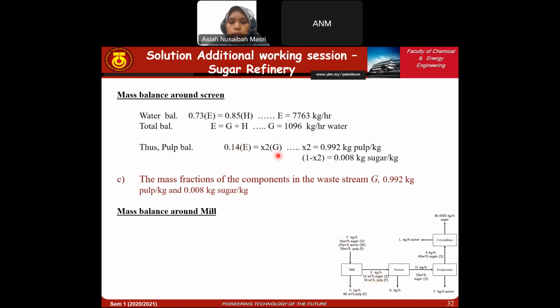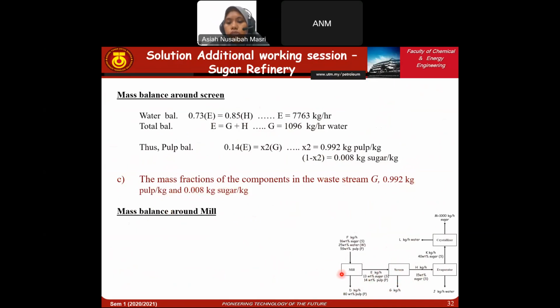So from there, for the pulp balance, it's 0.14 times E. This input is equal to our output, X2 times G. So from there, we can solve X2 is equal to 0.992 kilogram per kilogram, and the rest will be sugar. Water is here only. So here we solve for pulp and we also solve for sugar. Then C, the question is the mass fraction of the components in the waste stream, G. Here is G. We solved it, which is 0.992 kilogram pulp per kilogram and 0.008 kilogram sugar per kilogram. We have solved C actually.